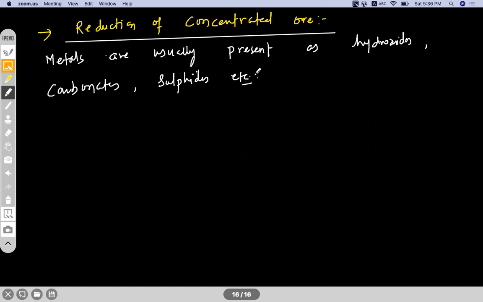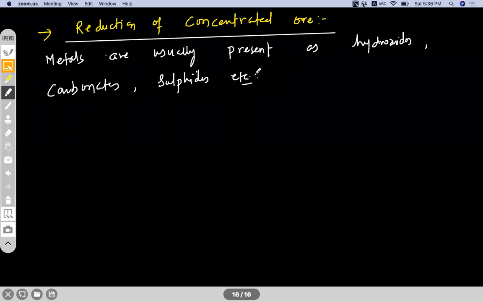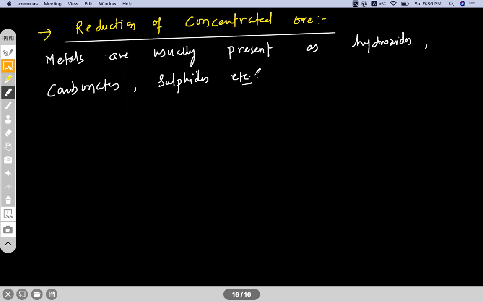Okay. So if we have all these hydroxides, carbonates, sulfides, first we need to convert them into oxides, right? So metal hydroxide is converted into metal oxide. Metal carbonates convert into metal oxides. Metal sulfides convert into metal oxides. Why? Because we need to extract metal. It is always easier to extract metal from metal oxides than from all other compounds, due to thermodynamic reasons, okay? The feasibility of the reaction is easier in comparison to the carbonates, sulfides, or hydroxides that we have, correct?